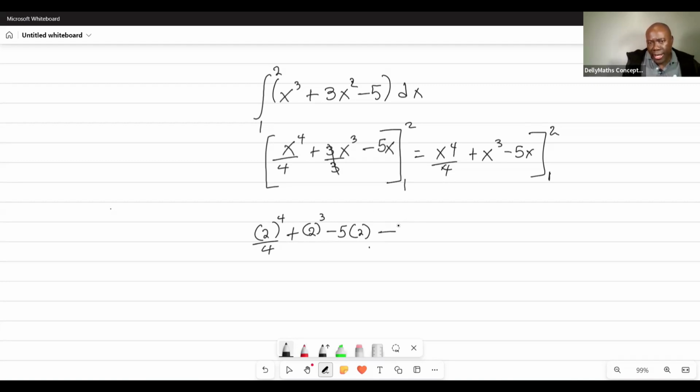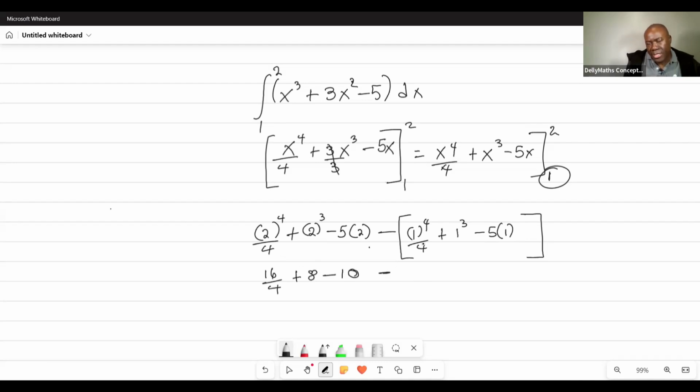Then I'm going to subtract now the lower limit. I'm going to be using that. So it's going to be 1 raised to the 4 over 4. Then I'm going to have plus 1 raised to the third. Then it's going to be minus 5 times 1. Let's work these out. I'm actually looking at 16 over 4 plus 8 minus 10.